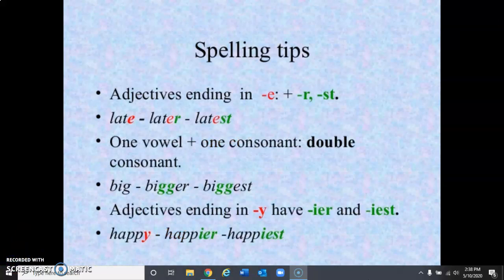When you have adjectives ending in E, you just add an R or an ST. Or in other words, you drop the E and then add ER or EST.